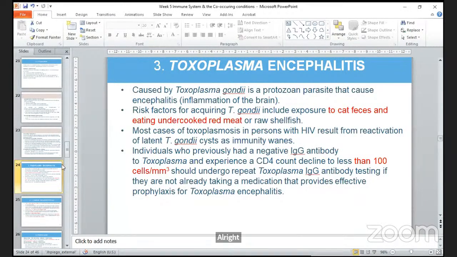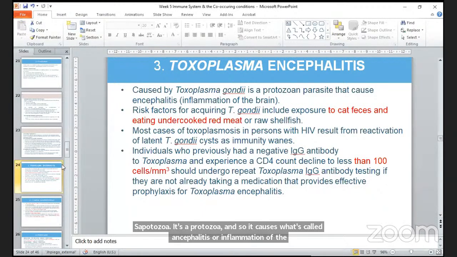So we have Toxoplasma encephalitis. Now this is another co-occurring condition, another opportunistic infection. The causative agent is Toxoplasma gondii. It's a protozoa, and it causes what's called encephalitis, or inflammation of the brain.